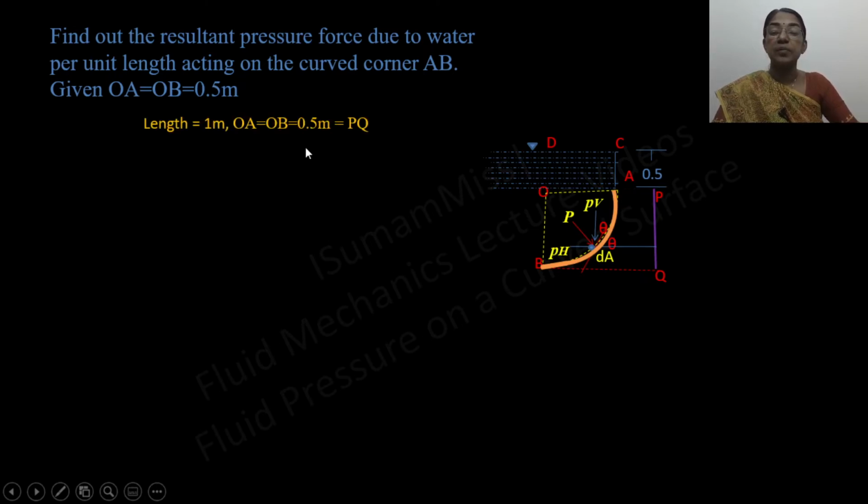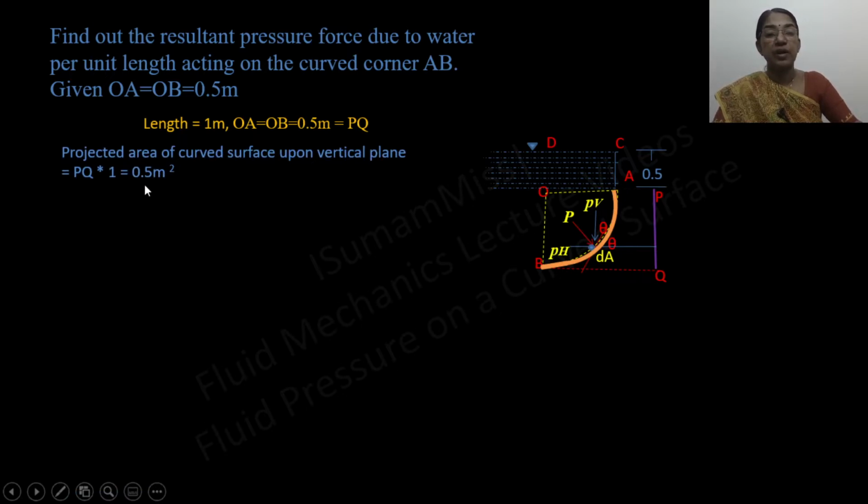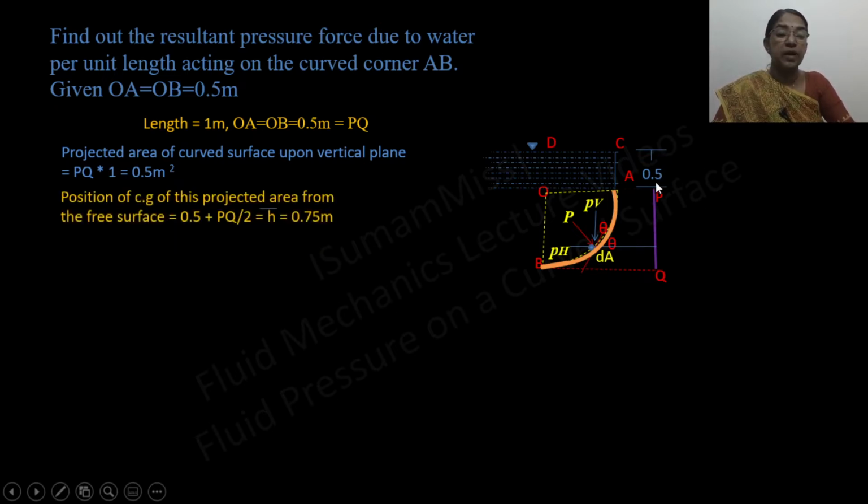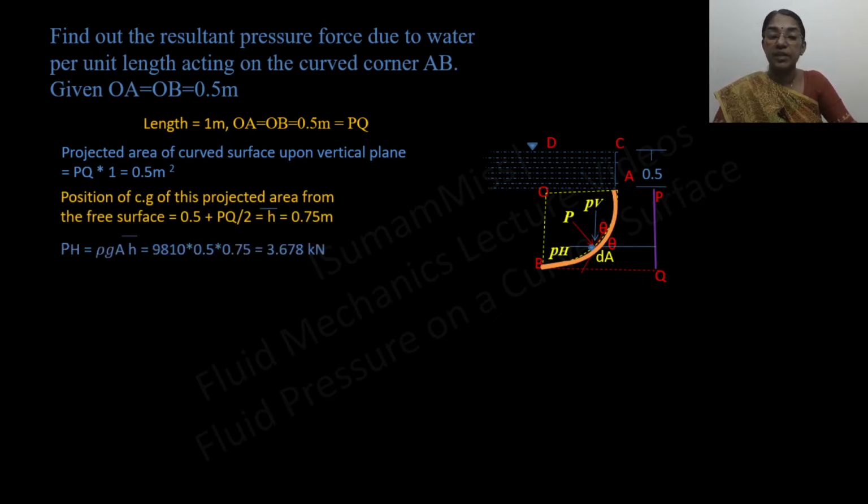So that is equal to PQ and length is given as 1 meter. So area of this vertical plane is equal to PQ into 1, which is equal to 0.5 meter square. And the center of gravity of this vertical plane with respect to free surface is equal to 0.5 plus 0.5 by 2, that is equal to 0.75. Now the horizontal component of resultant hydrostatic force is equal to ρg into A into h bar, which can be calculated as 3.678 kilonewton.